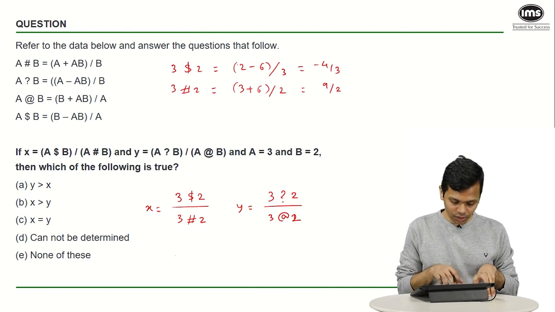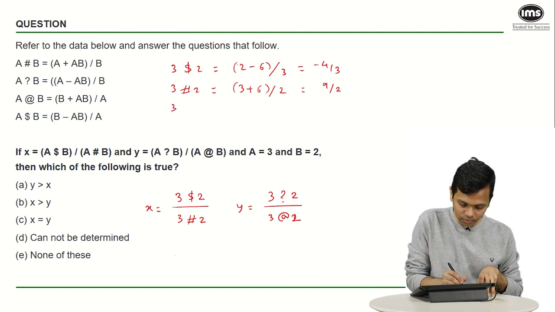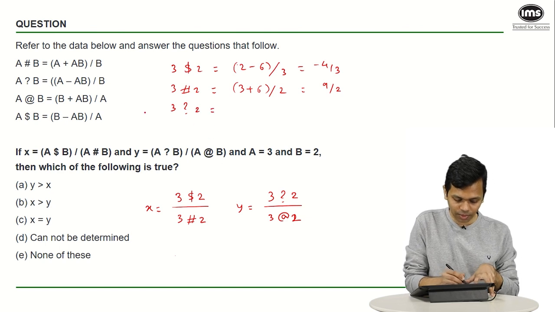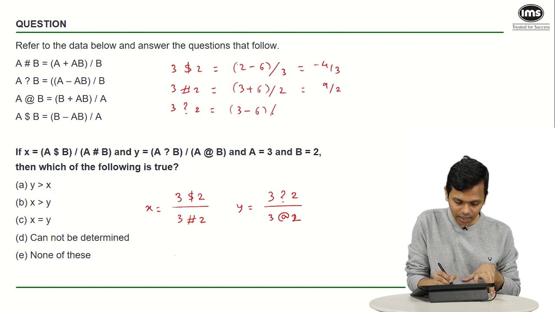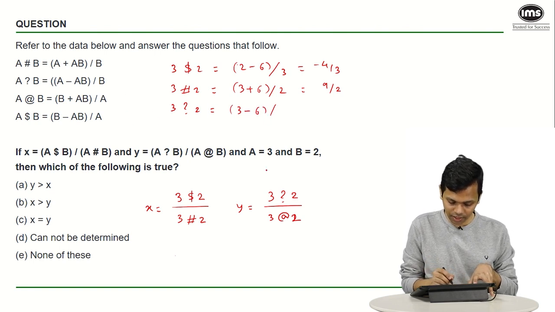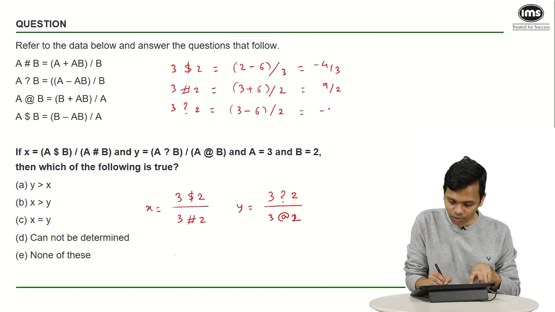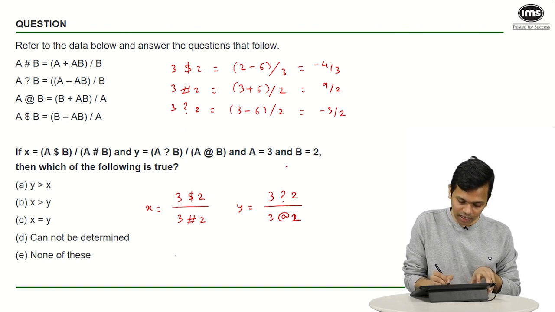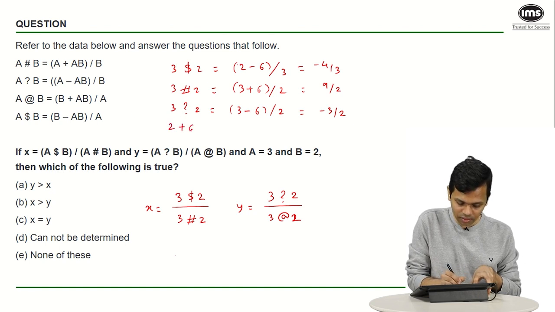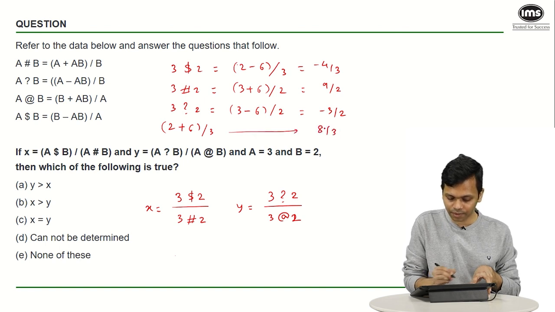Now let's look at the next one, which is 3 question mark 2. So question mark stands for A minus AB, so that is going to be 3 minus 6, and this divided by B, which is 2. So this is going to be minus 3 by 2. And lastly we have A at B, or rather 3 at 2, which is 2 plus 6, which is 8, and that divided by A, whose value is 3. So this is going to be 8 upon 3.